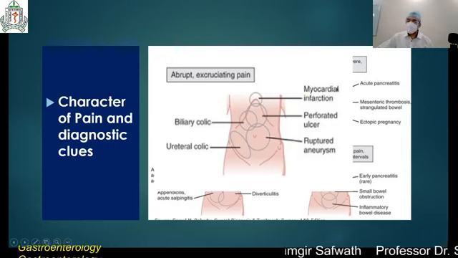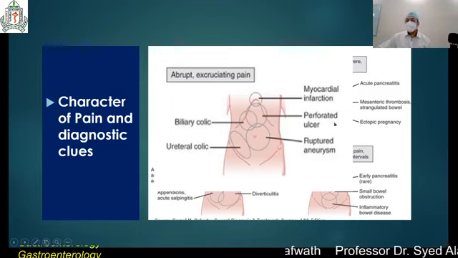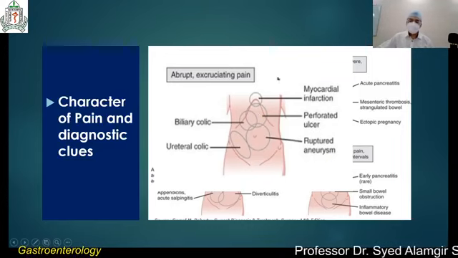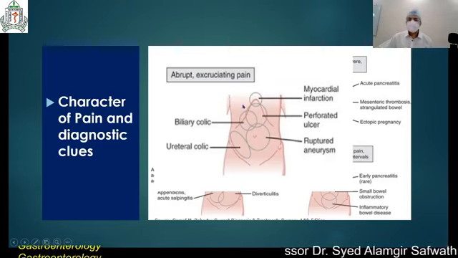You have to exclude myocardial infarction, because pain of myocardial infarction can radiate to the upper abdomen. And we need to exclude perforated ulcer as well as ruptured aneurysm. So these are the causes that can give rise to unbearable, excruciating pain and abrupt in origin.